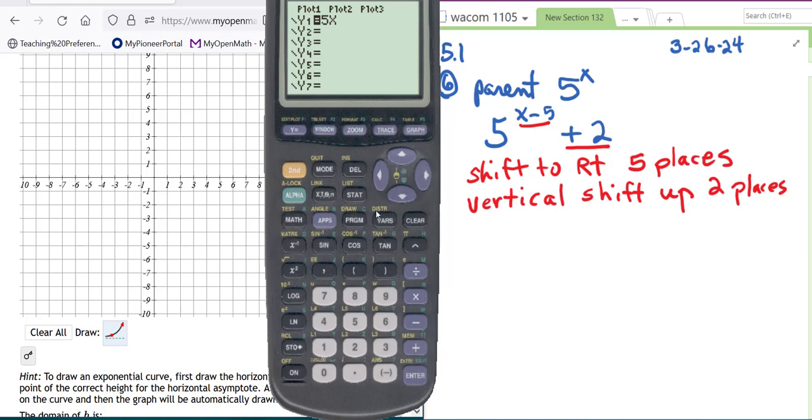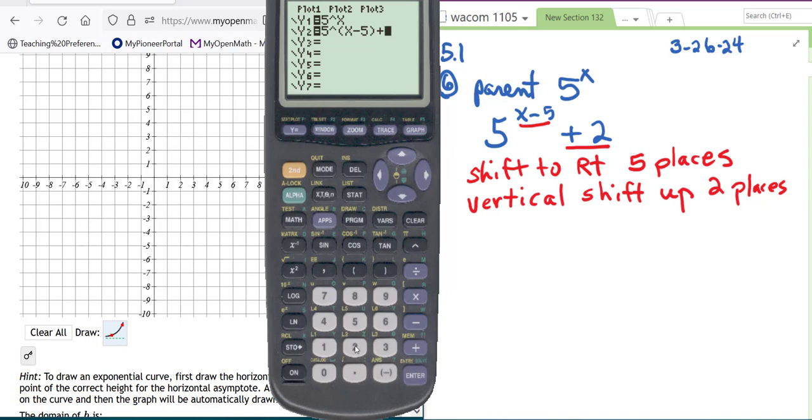Okay, I have to do 5 to the x. That'll be my first one. That's the parent, and it will graph first because I put it in first. And then I'm going to put 5 to the power. Because it has more than one thing in the exponent, you need parentheses to put it in your calculator. That's an important piece to know. X minus 5, close the parenthesis, and now plus 2.